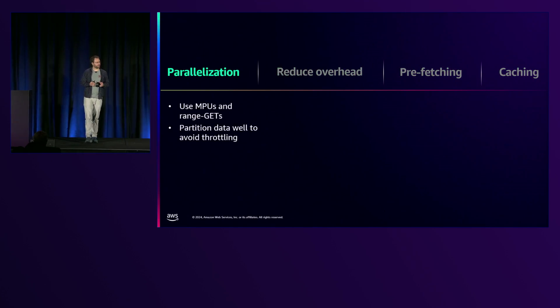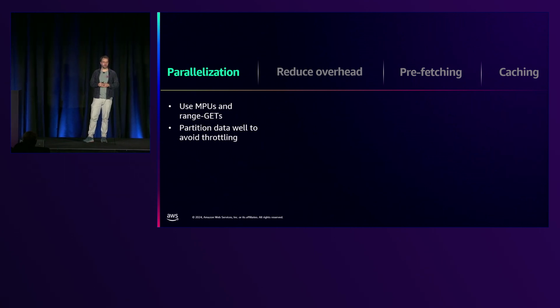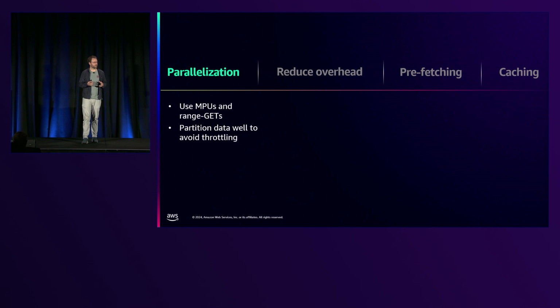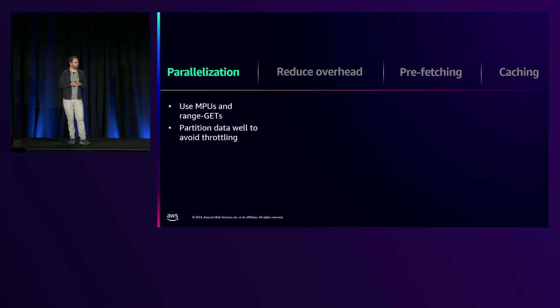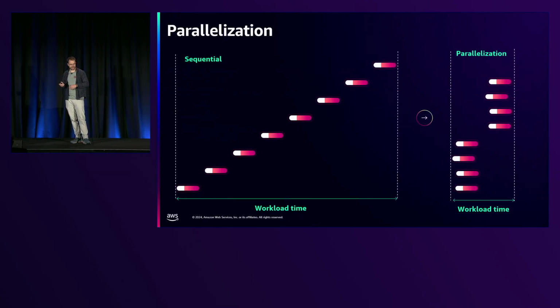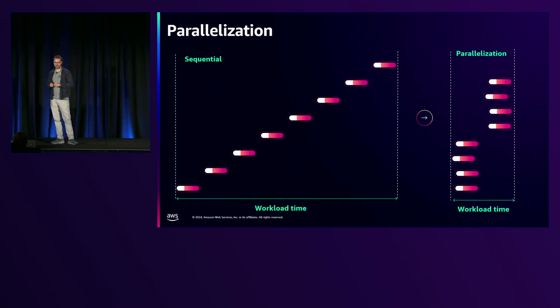OK, let's talk about the first optimization, which is parallelization. So parallelization is really critical because it improves your overall throughput. And the way you typically do that is by sending many, many requests in parallel. So you can use multi-part uploads to upload data in parallel. And you use many parallel range gets to issue downloads in parallel. One thing that's very important here is that you have to partition your data well, such that you don't see any throttling with this high parallelization. So let's look at this in a little bit more detail.